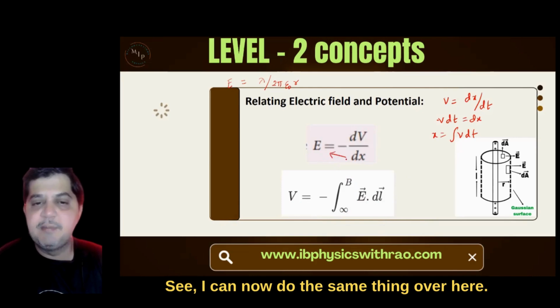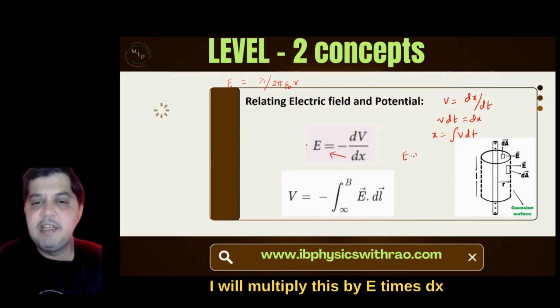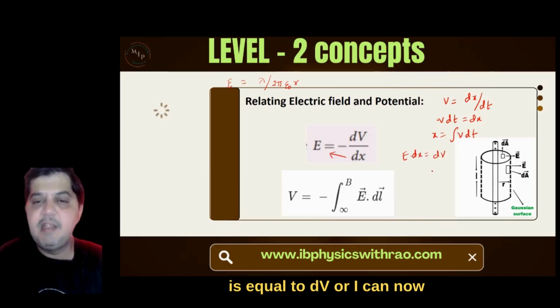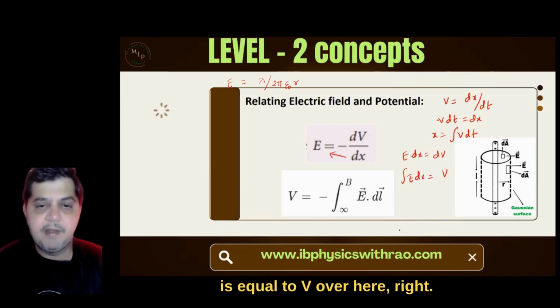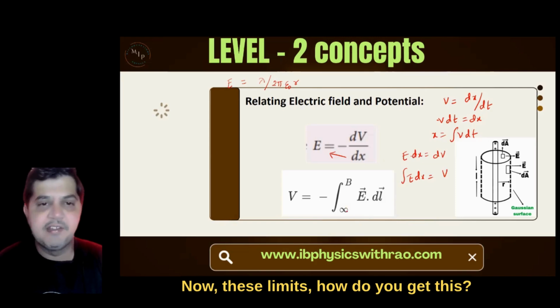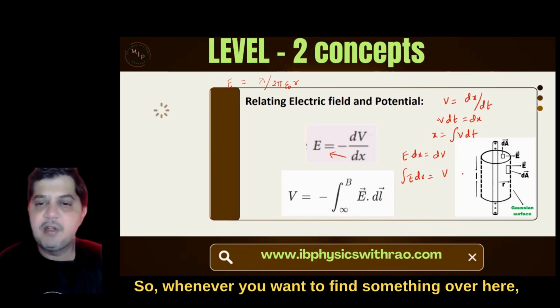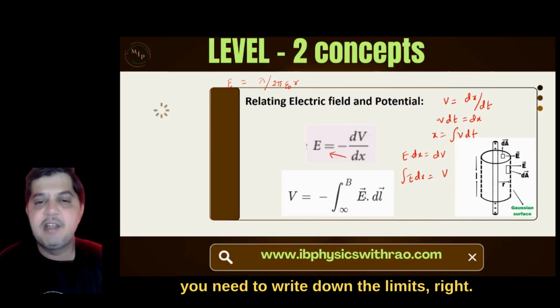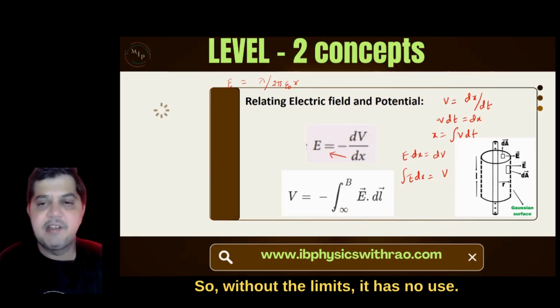I can now do the same thing over here. I'll multiply this by E times dx is equal to dv, or I can now write integral of E dot dx is equal to V over here, right? Now these limits, how do you get this? Whenever you want to find something over here, you need to write down the limits, right? Without the limits, it has no use.